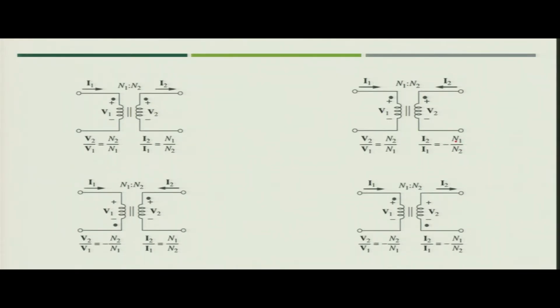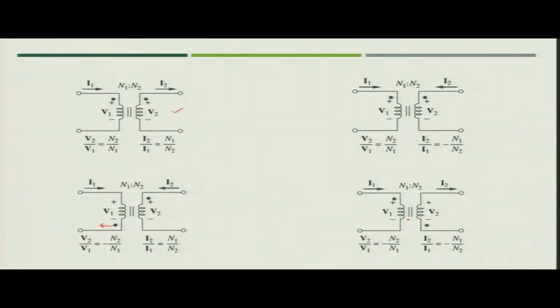In the third figure, you see the polarity of voltage is changed, that is why V2 by V1 will become minus N2 by N1. Current will be I2 by I1 equal to N1 by N2. Why? Because one is going inside the dotted terminal, the other is coming outside of the dotted terminal. So, your I2 by I1 will become N1 by N2, the same as we saw in the earlier figure.